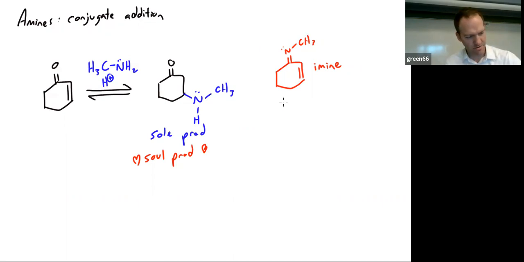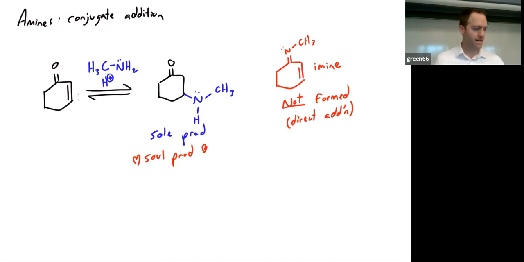This is not formed. The reason it's not formed is this would be a direct addition. And an amine will not undergo a direct addition if it has an alpha beta unsaturated carbonyl. It will attack the beta position. This is the thing that's going to form.